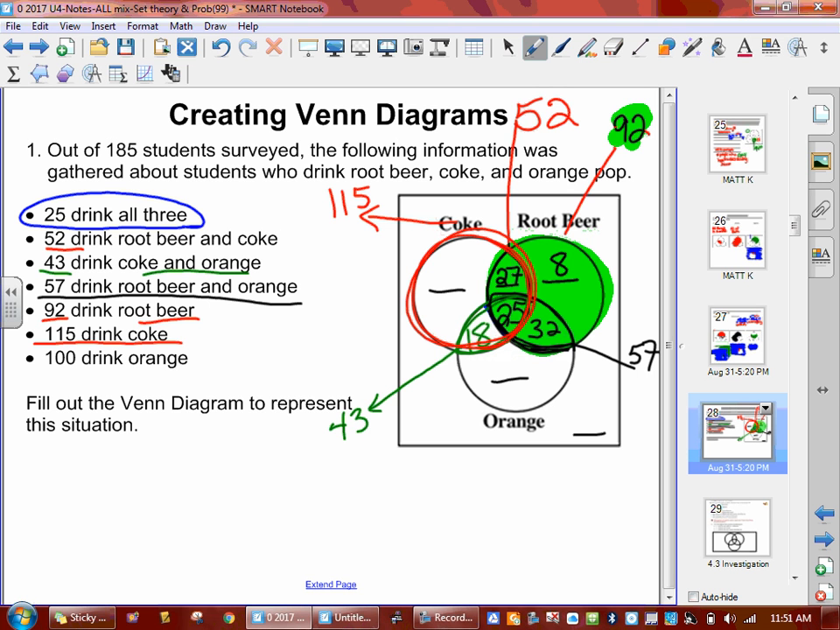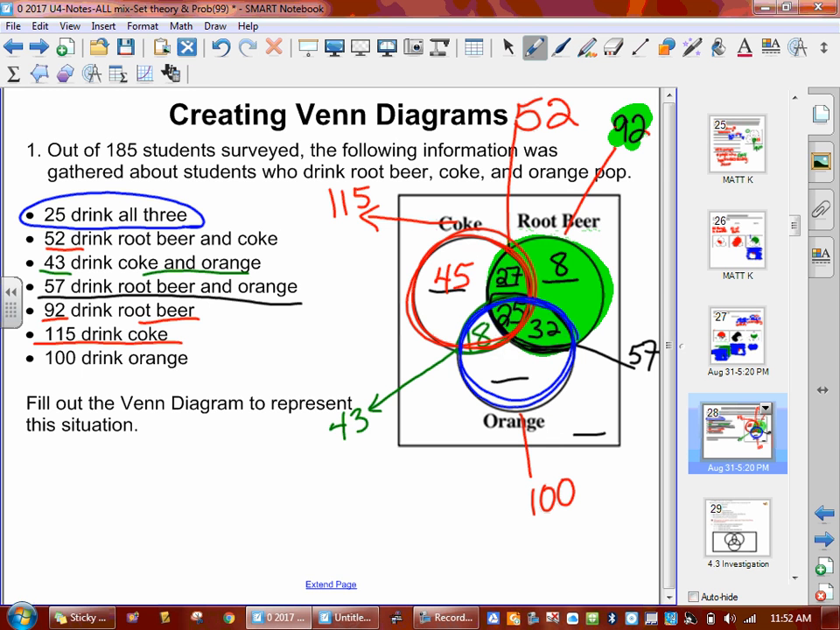Then it says 100 drink orange. So I'm going to put 100 coming out. And now I'm going to take everything in this blue circle and subtract those numbers from 100. And that's going to leave me what's left for orange only, which gives me 25.